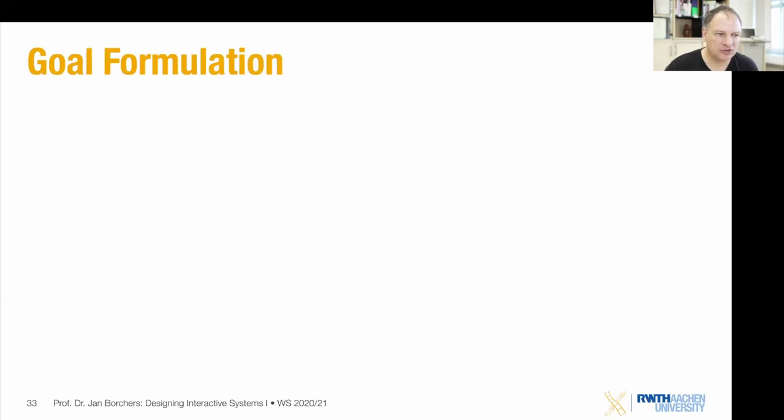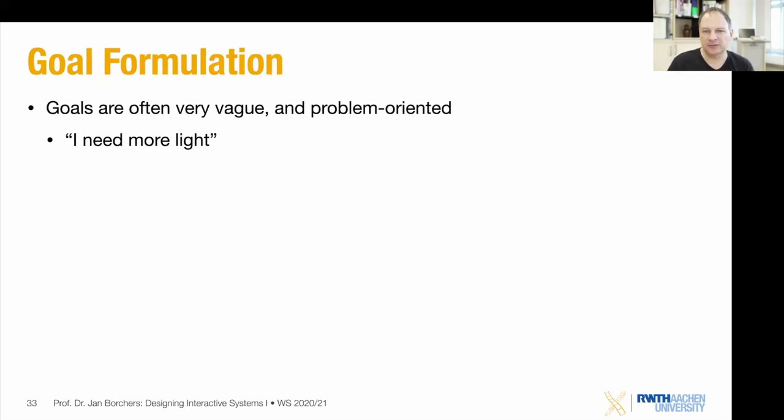The goal formulation is often very vague and problem-oriented. Like I'm sitting there, I'm reading a book, and now I need more light. That's still very problem-oriented. I haven't formulated how I'm going to achieve that goal. I've just said that will be my desired end state, right? I want more light. That's where I want to get. I don't know how to get there yet. I just say that's where I want to be.